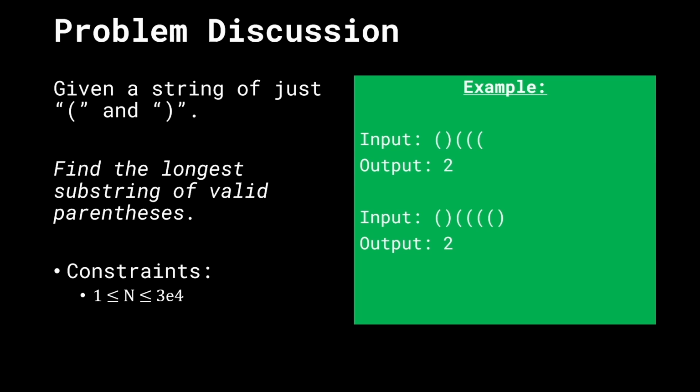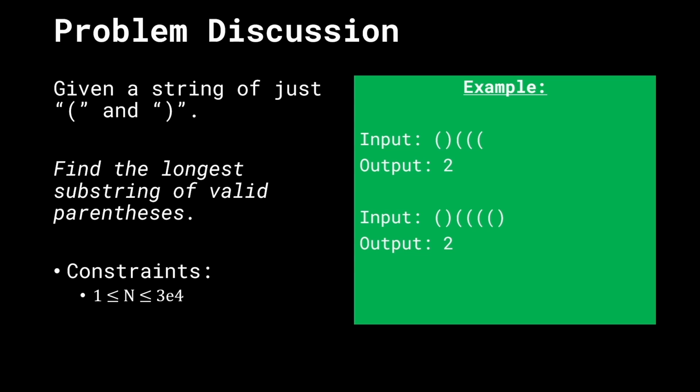Now the second test case is one where we have opening and closing bracket, and then we have a bunch of opening brackets, but then one opening bracket at the end gets closed. Now what is the longest substring of valid parentheses? We have in this case 2 sets of the length 2 substring of valid parentheses. Since both of them are of length 2, we'll just return 2 as the answer.